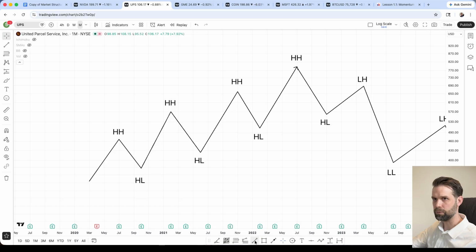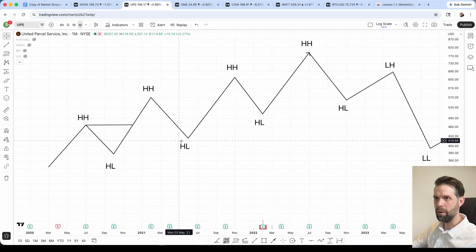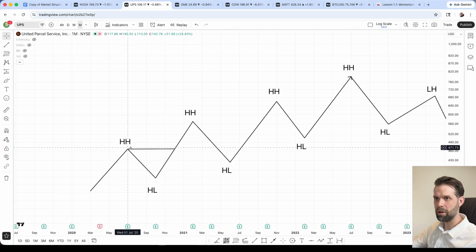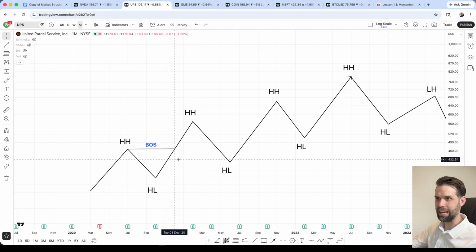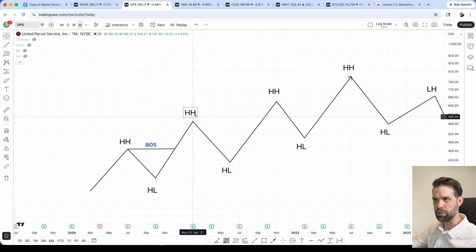A break of structure happens right here where we make a higher high, we make a higher low, and then candles start to close above this higher high. That is a break of structure. It's an indication that the trend is continuing up and we continue to close candles above this high. We are breaking structure to the upside, trend continuation.